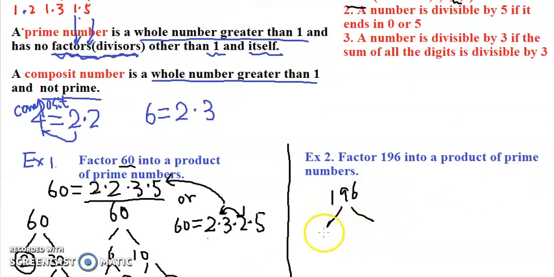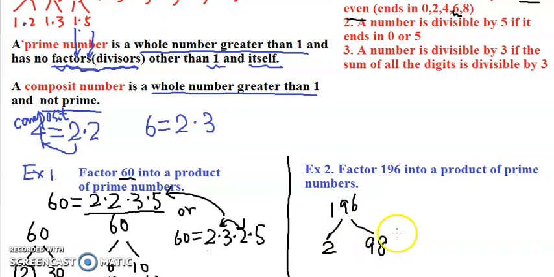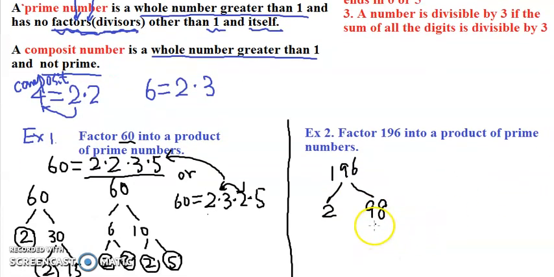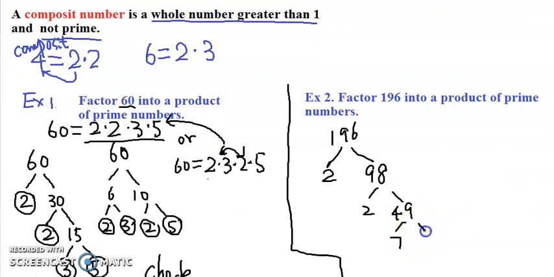So we can break this down as 2 times, we can divide 196 by 2, we get 98. Now we can continue to check it. As you can see, 98 is also even, so we can break it down as 2 times 49, and 49 is 7 times 7. So now all the numbers we have are prime.